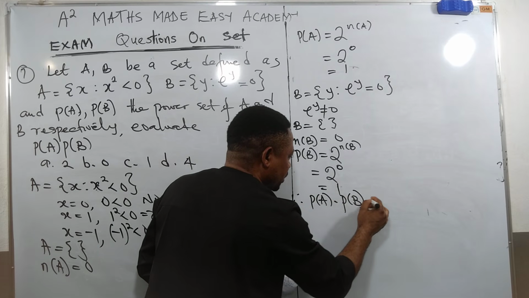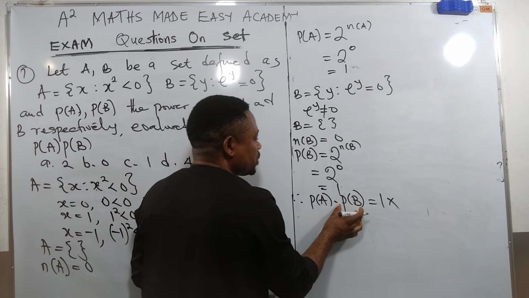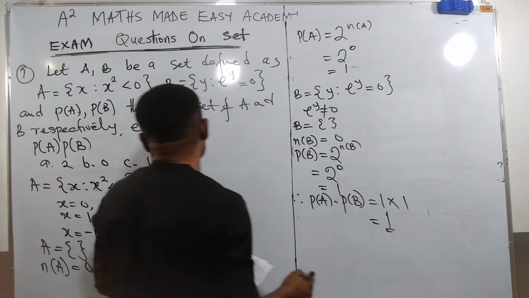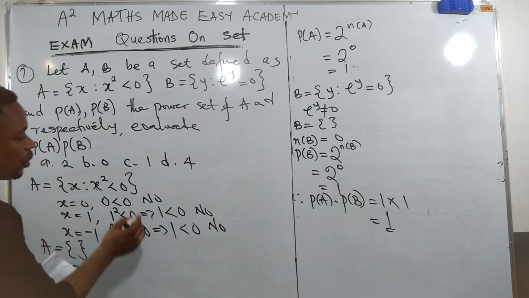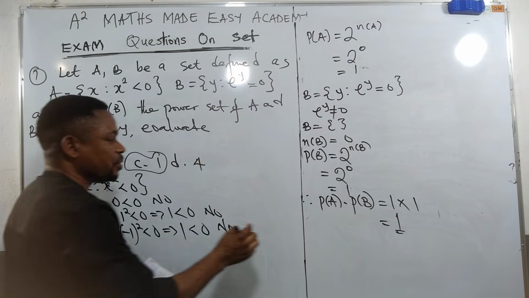In summary, the question says find P(A) times P(B). Am I communicating? What is the answer to P(A)? The answer to P(A) is 1. Times what's the answer to P(B)? It is also 1, and 1 times 1 is 1, and that is the final answer. Can we go to the option? Look up, yes, there is. So the correct answer is option C.